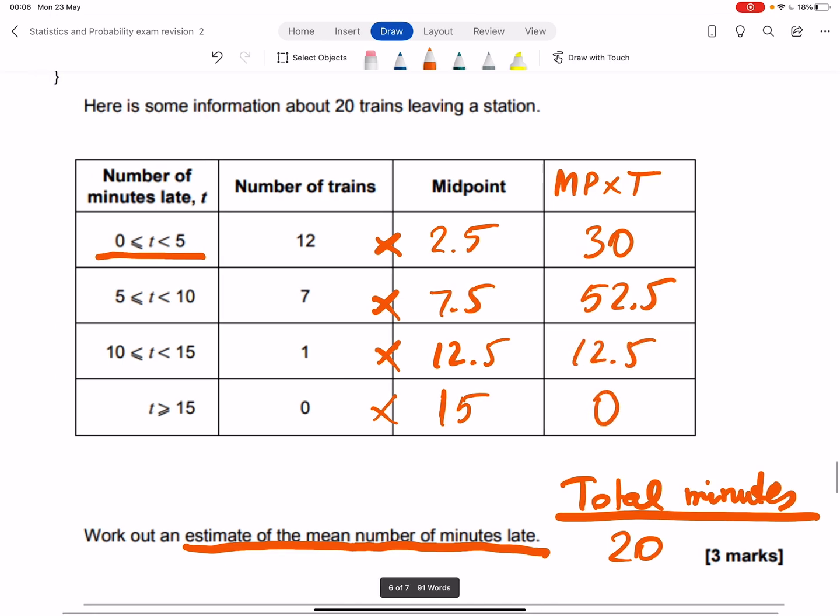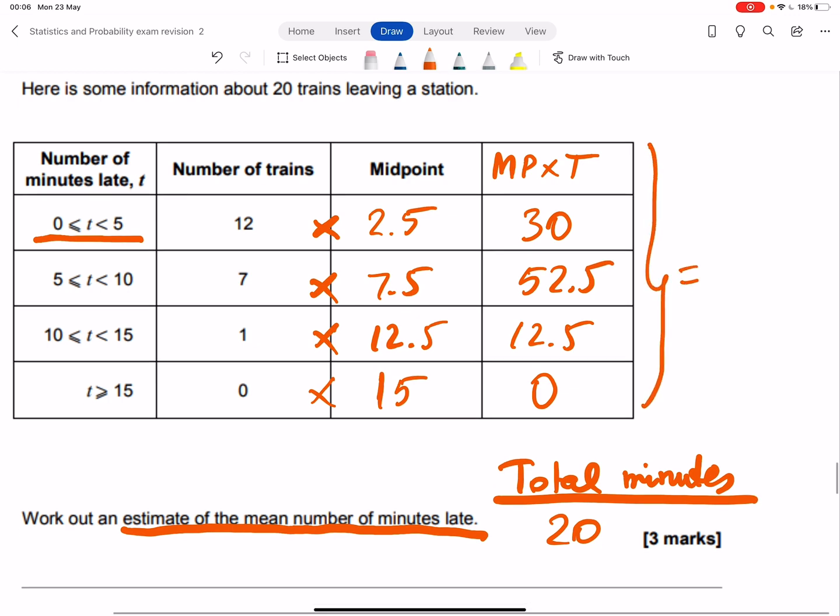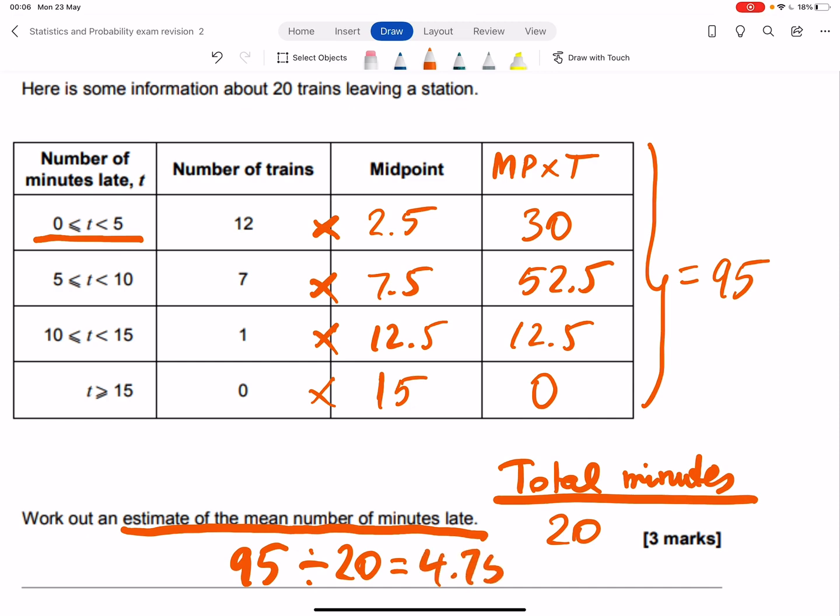12.5 and 0. So add all these numbers up to get the total number of minutes late. That will be 95 minutes. So we're going to divide 95 by 20 because there are 20 trains, which gives you 4.75 minutes. So the mean is 4.75.